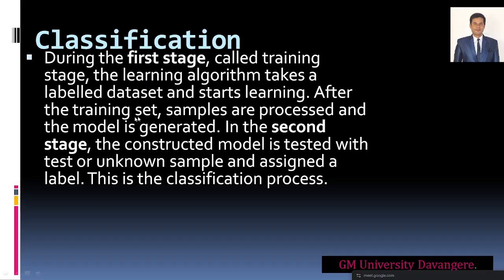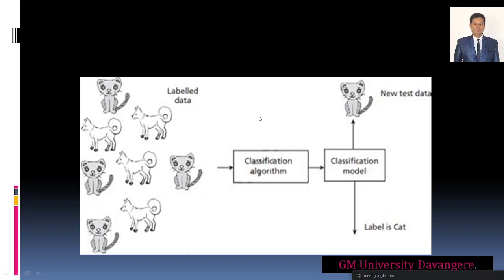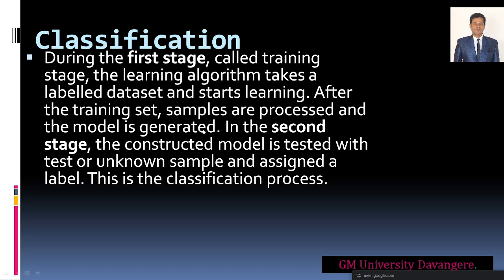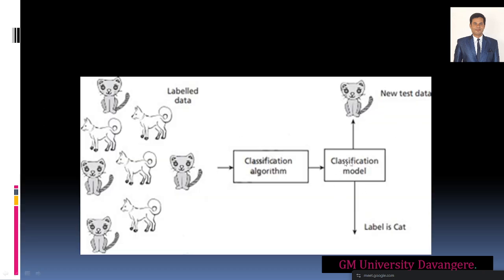After training on the sets, the samples are processed in the algorithm and the model is generated. The model will be generated and applied to the new data set. It will try to understand whatever data you gave, and based only on that it will make the prediction and give the output, the label cat. Because this is also trained, it will classify: class A, class B, class C.